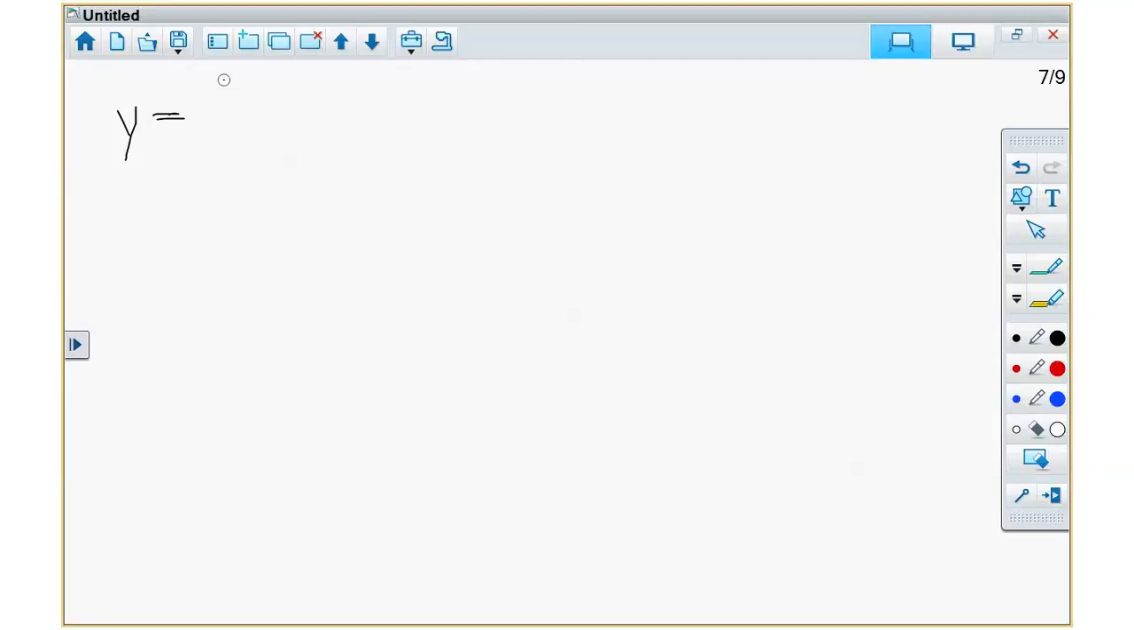X squared over 2. I probably heard that word somewhere and just wanted to use it. Minus natural log of x over 4, from 2 to 4.